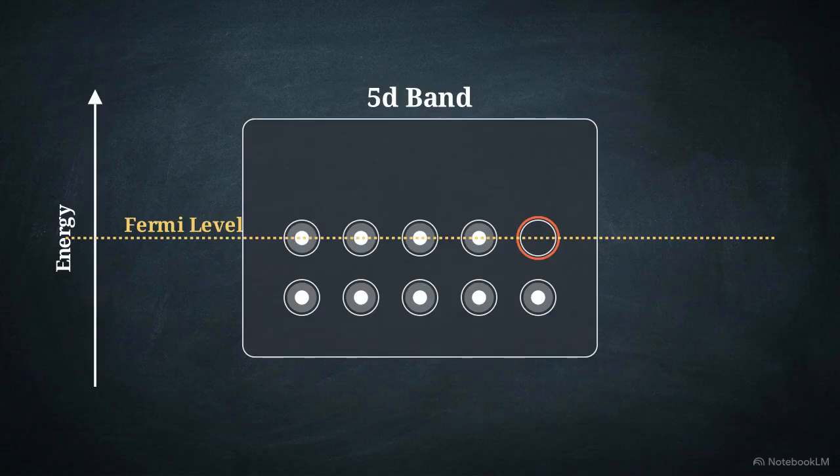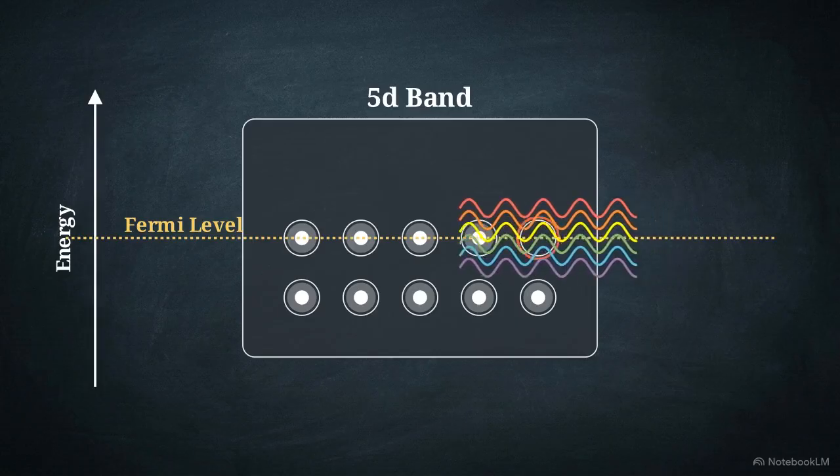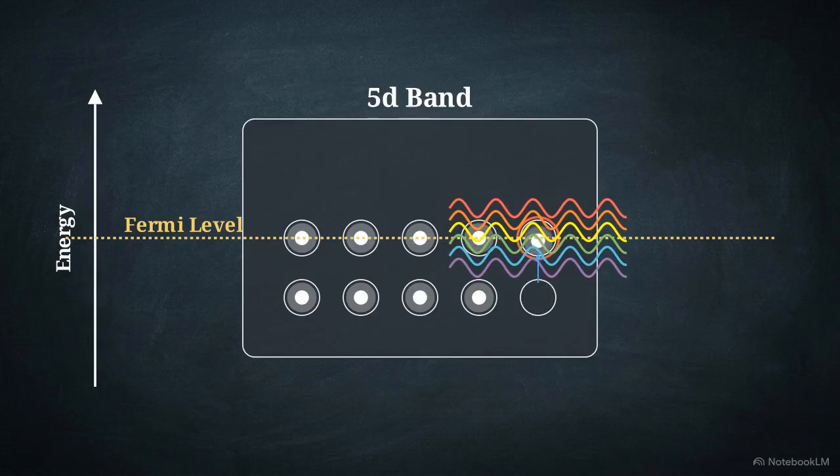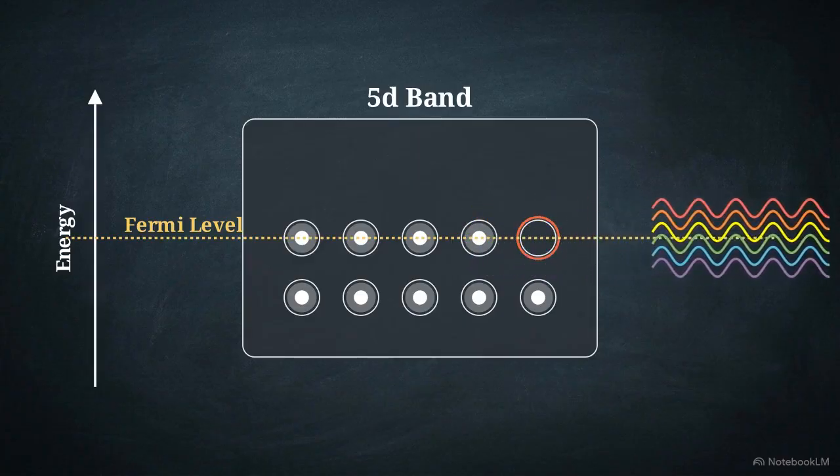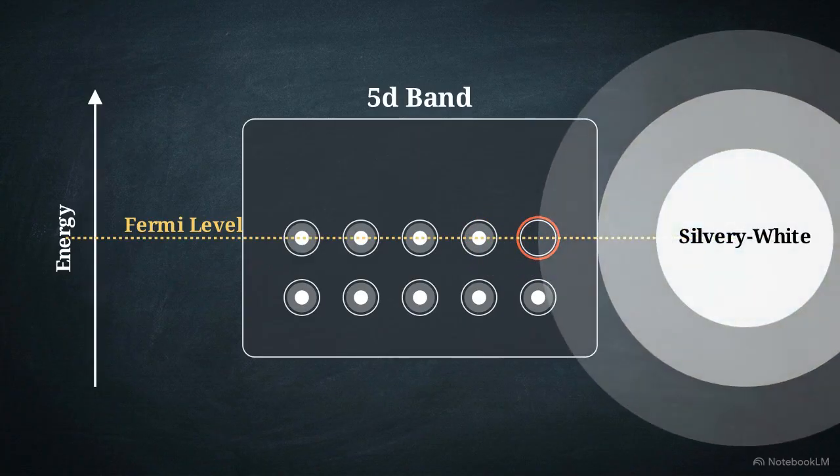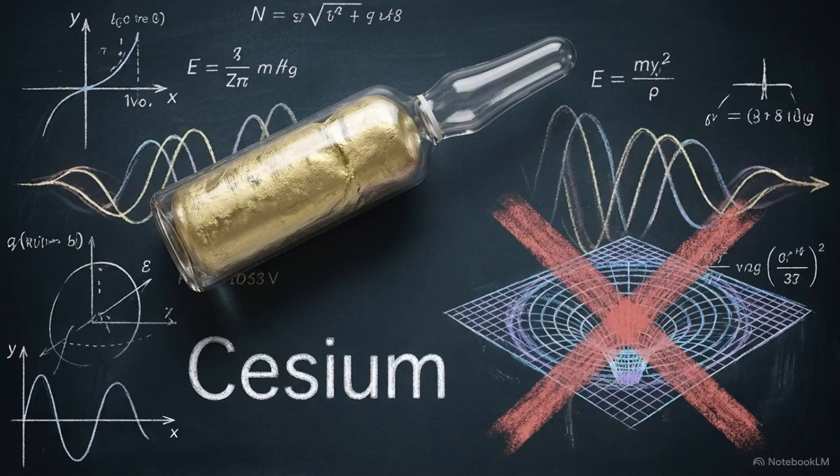Notice how the Fermi level, the dividing line between occupied and empty states, slices directly through the middle of that band. This creates a high density of unoccupied states, exactly at the Fermi level. Platinum's electrons can instantly absorb and re-emit incoming photons of nearly any visible frequency via rapid intraband transitions.